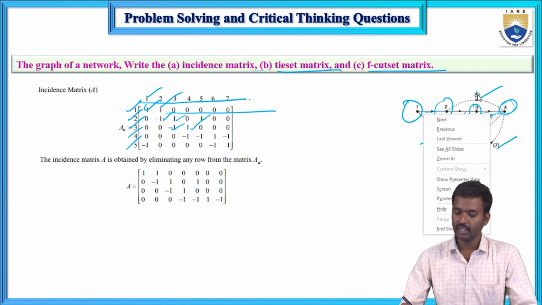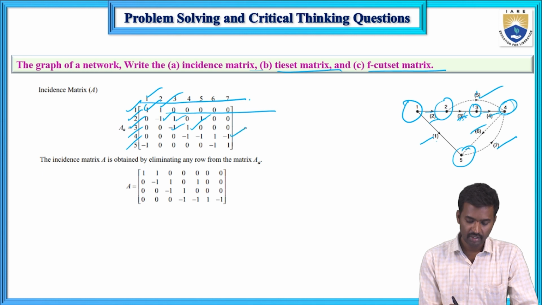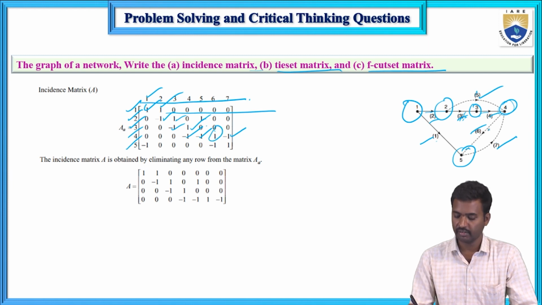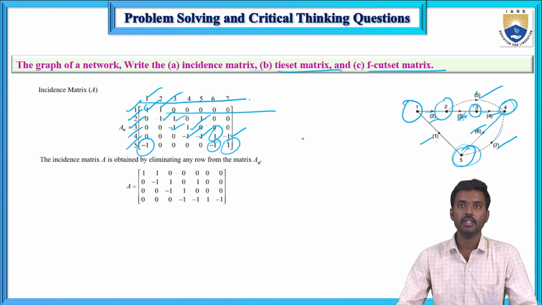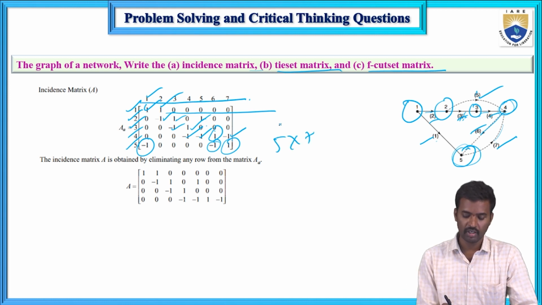7, 4, 3 and 5 are entering. 7, 3 and 5, 7, 4 and 5 are entering, that is minus, and 6 is leaving, that is plus. And next, for this case, 1 is entering, so minus, and for the 5th node, 1 branch is entering, and next 6 is entering, that is minus, and 7 is leaving, that is plus. So this is the incident matrix, 5 cross 7, number of nodes cross number of branches.